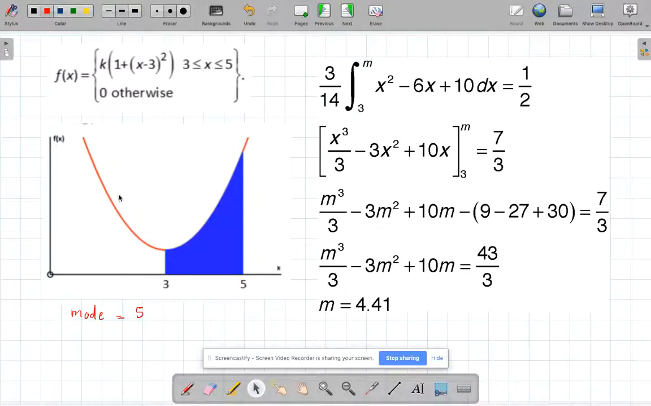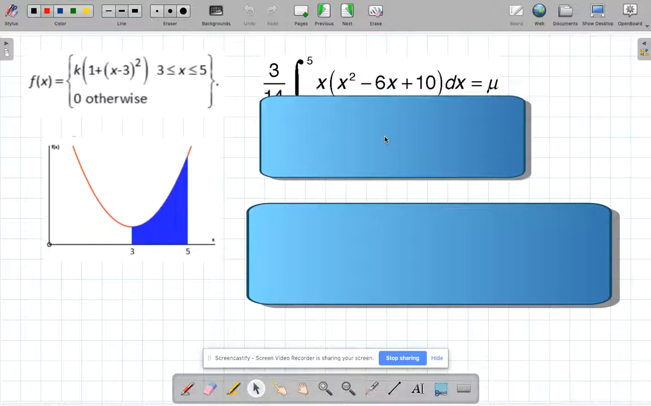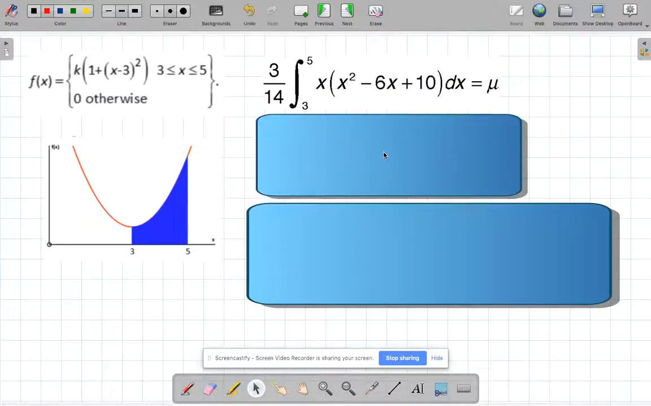Okay, so in the previous video, I found the mode and the median, and now I'm going to find the mean. Now I'm going to take my function. Remember that k is 3 over 14, and I've got limits of 3 and 5, and it's drawn on this diagram here. I'm going to take my function, and I'm going to find the mean. And it's always got the same formula.